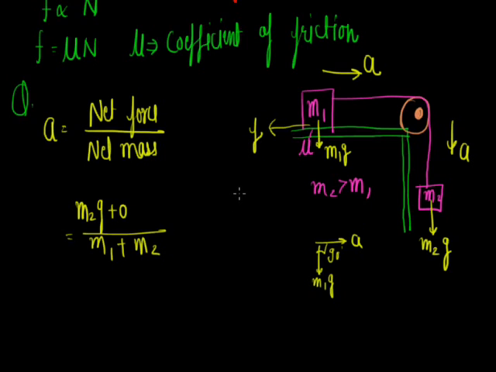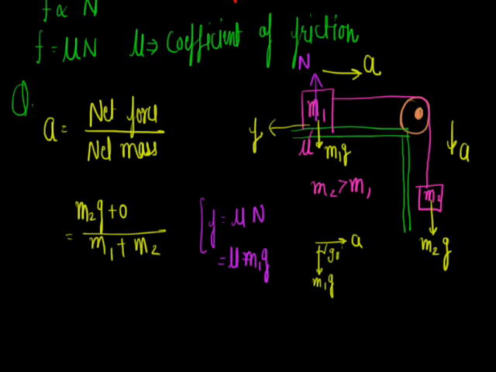Now the frictional force is simply mu N. Mu is the coefficient of friction and is given, but N is not given. N is simply the normal force, and in this case the normal force is balanced by m1g. So we can write the frictional force as mu into m1g.